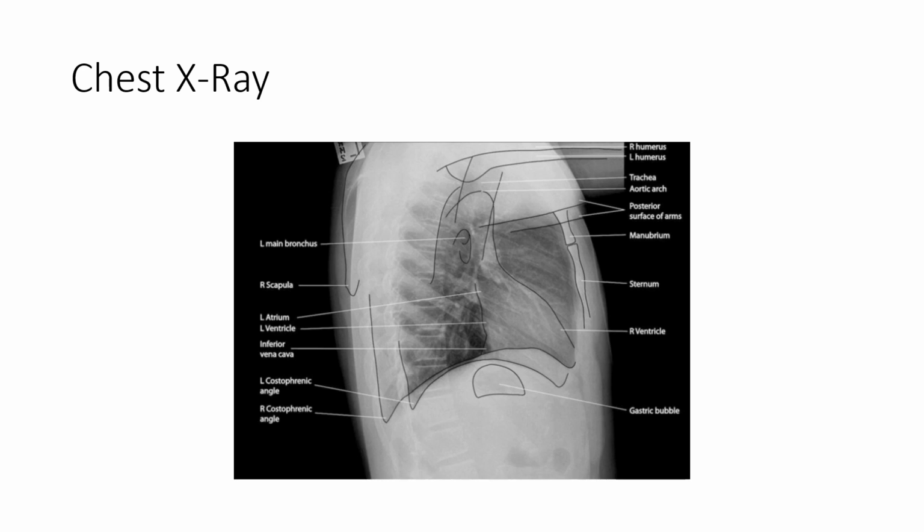Now lateral view. Left costophrenic angle, right costophrenic angle, left atrium, left ventricle, right ventricle, trachea, aortic arch, left main bronchus, sternum, and gastric bubble.